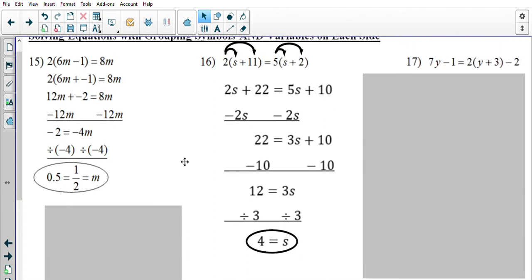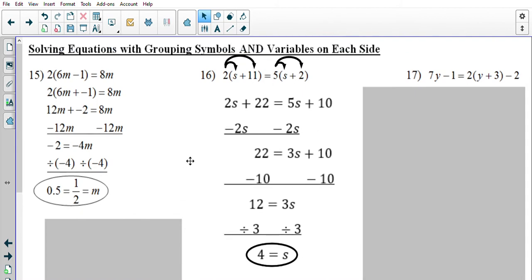So again, just one step harder. But with every step, remember, that's an increased chance of making a mistake, so be careful. All right, question number 17.